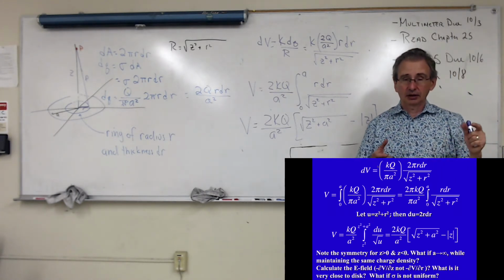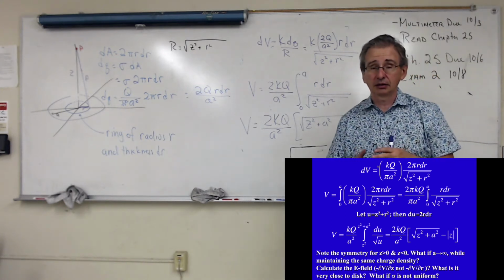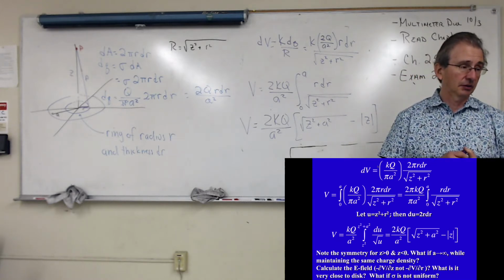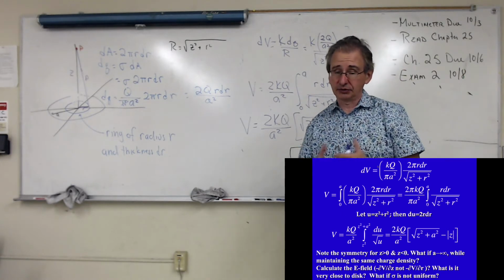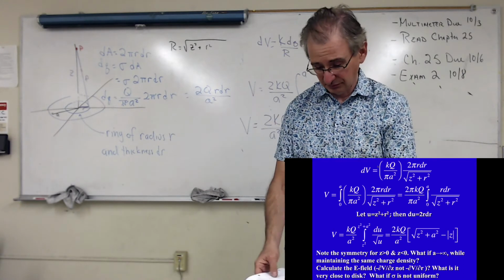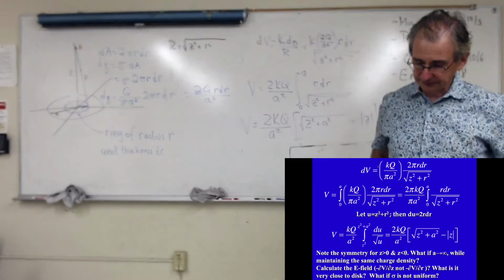Now, this thing has symmetry. So if you're above or below the plane, the electric potential has to have the same value. If you're above or below the plane, you have the same charge distribution, and so it's going to have the same electric potential.